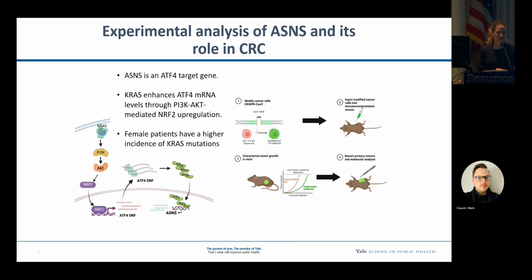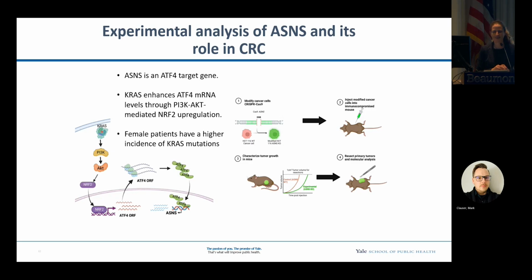So our next steps with this was to then go into more of the biology of what could be potentially happening here. So we know that ASNS is an ATF4 target gene, and it sits downstream of oncogenic KRAS, basically. So coincidentally, female patients also have a higher incidence of KRAS mutations. So we decided to first go into models where we had a KRAS mutation in our colorectal cancer cell lines. At the time, this was, I think, June 2020, so we couldn't find a collaborator that could do the CRISPR knockdown for us. So we used a company to knock down ASNS in the HCT116 cell line.